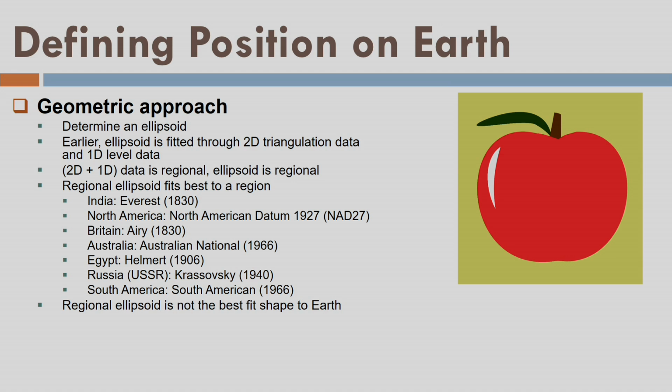For example, in 1830, during the British period, the Everest ellipsoid was fitted, and the North American Datum was done in 1927. In Britain, Airy 1830 again; in Australia, Australian National in 1966; Egypt, Helmert; Russia, Krassovsky, 1940; and South America, it is called South American, which was done in 1966. So a regional ellipsoid is not the best fit to the Earth.